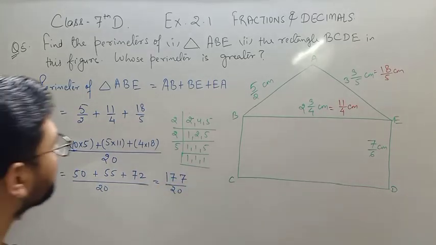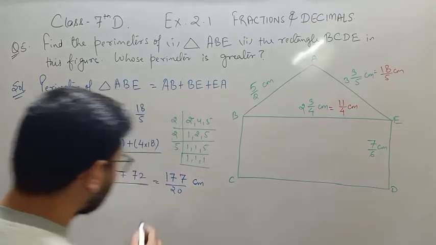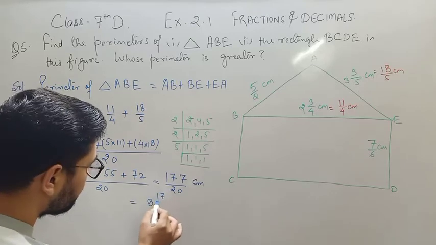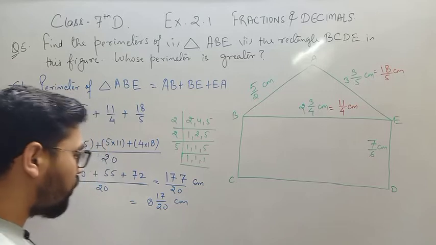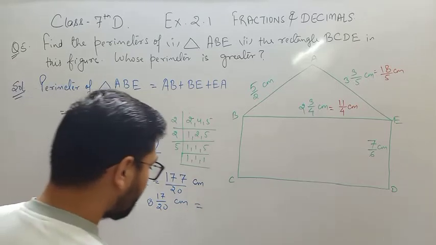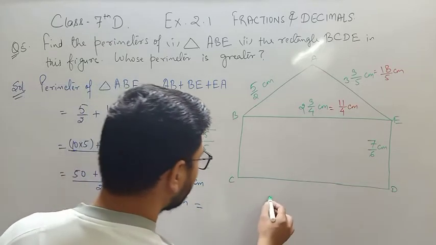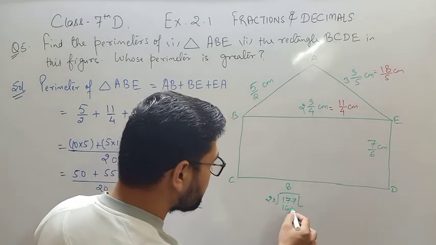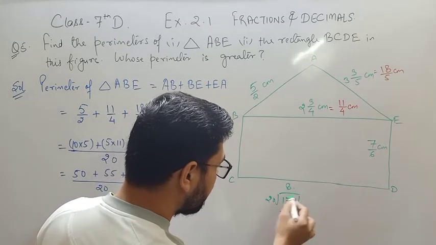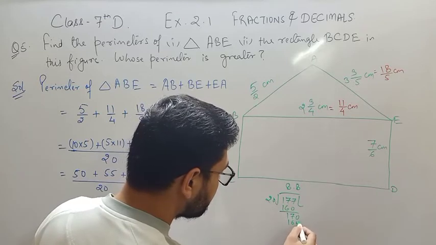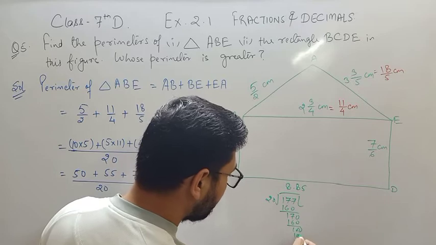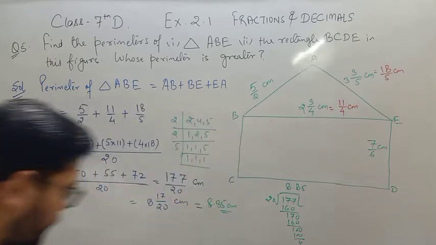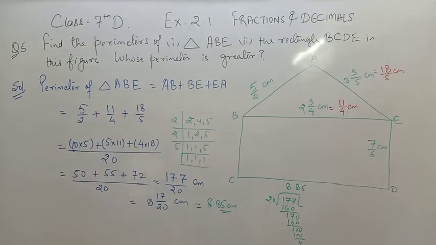So this is the perimeter, and the perimeter is in centimeters. 20 eights are 160, so this is 8 17/20, a mixed fraction, or you can simply divide 177 by 20: 20 eights are 160, remainder 17, again 20 eights are 160, 170, 20 fives are 100. Or you can write 8.85 centimeters. So this is the perimeter of the triangle ABE given in the figure.